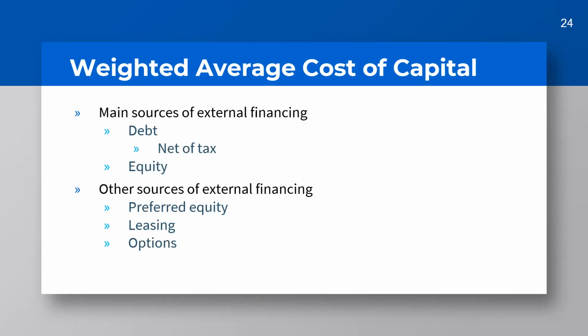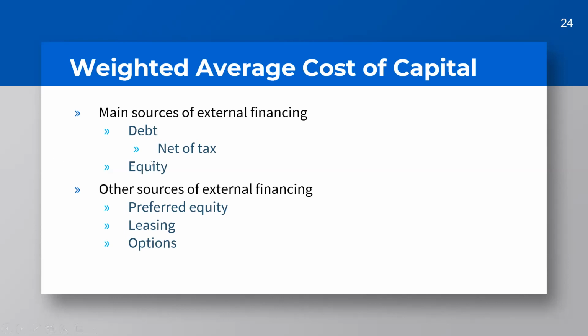Right. So how are we going to calculate the weighted average cost of capital? We're going to simplify it and focus on debt and equity. That simplifies the equation a little bit. There are other sources of external financing that are relevant though, right? Preferred equity is one, leasing options are available to companies, but we're going to simplify it and focus on net of tax debt as well as equity.